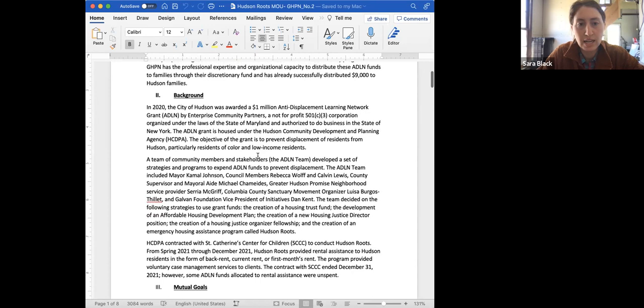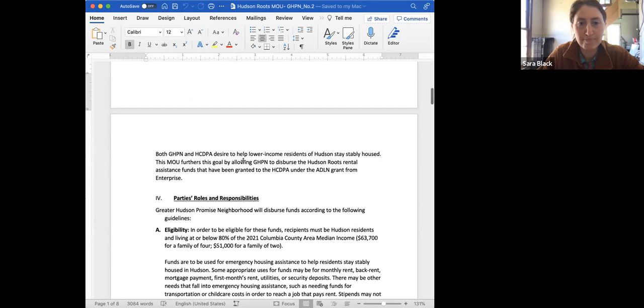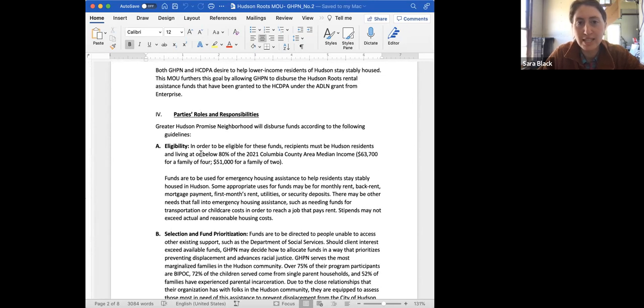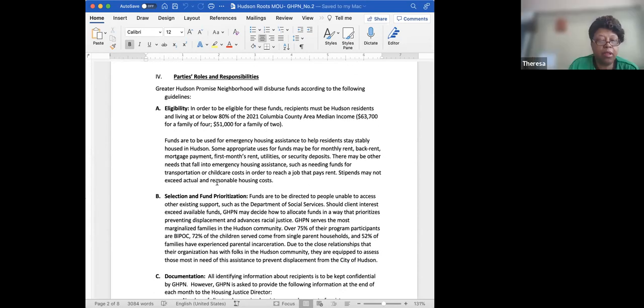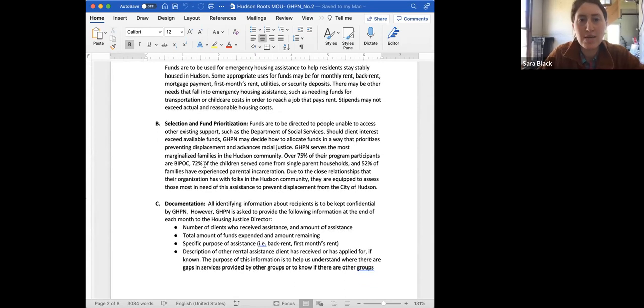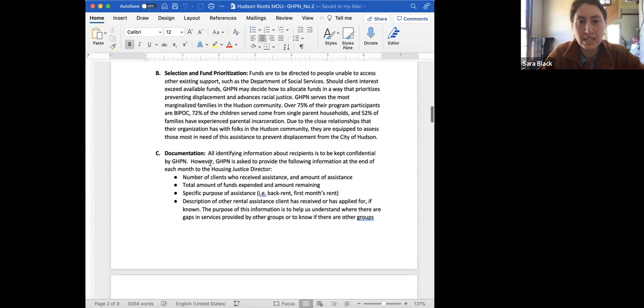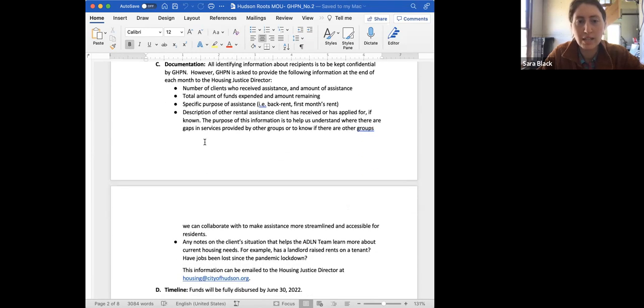So let's see. There's a background section that explains how we got here. This is the eligibility section that explains who the recipients need to be and how the funds are to be used for housing assistance in certain appropriate cases. We laid out a prioritization scheme. And then this is the documentation. We are keeping the recipients confidential, but this is the reporting that they're giving back.